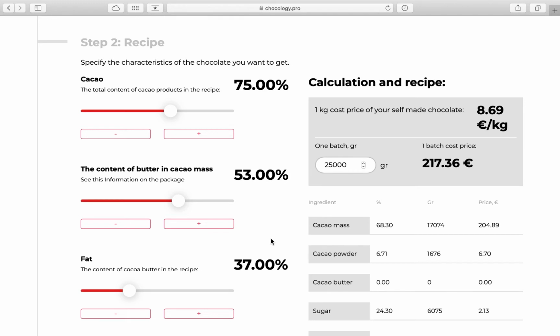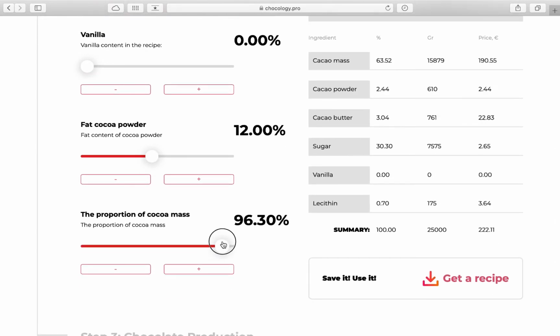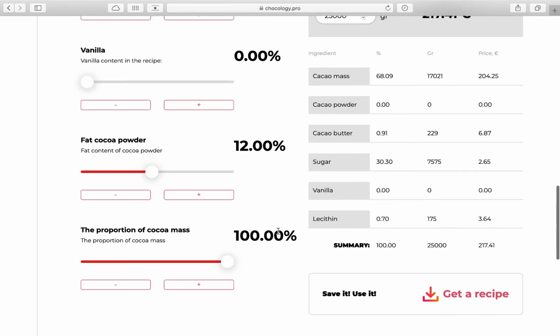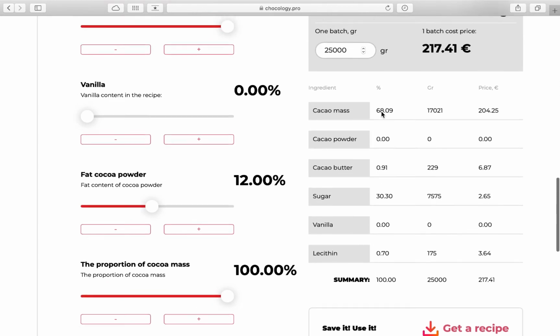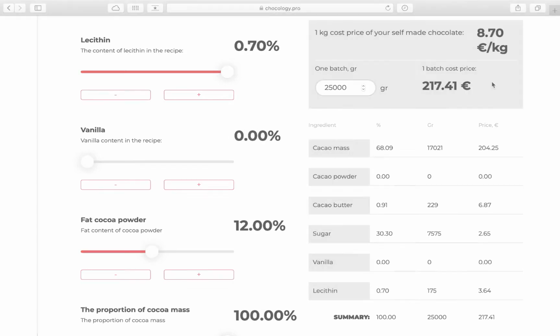If suddenly we don't want to use cacao powder, we can try to reduce either the fat content of the chocolate and see how this affects the calculation of our chocolate, or to reduce the content of cacao products in the recipe. For example, put 69 and look how it changes. Yes, now we have the opportunity to use only cacao liquor without the use of cacao powder. That's all for the dark chocolate. By the way, the calculation goes for 25 kilograms. Our chocolate will cost 274 euros. Pretty good.